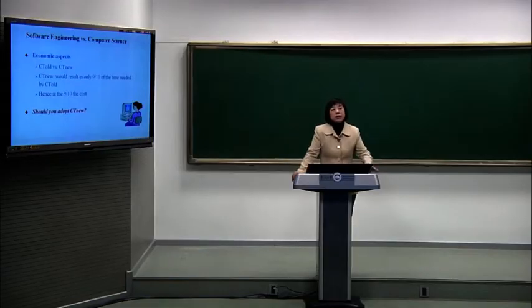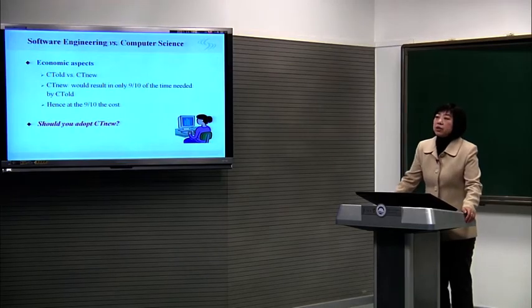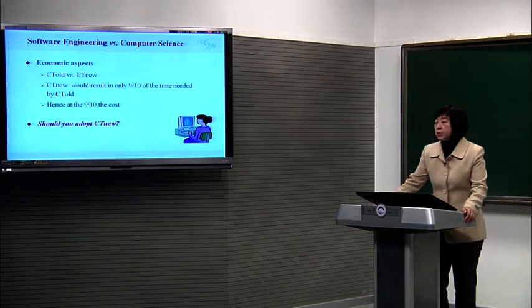Let's take another example. Let's say there are two coding techniques: one is an old coding technique, another is a new coding technique. The new coding technique will need only 9/10 of the time needed by the old coding technique. That means with the new coding technique it will take 9/10 of the cost, so the development team will save 10% of the cost and the time.